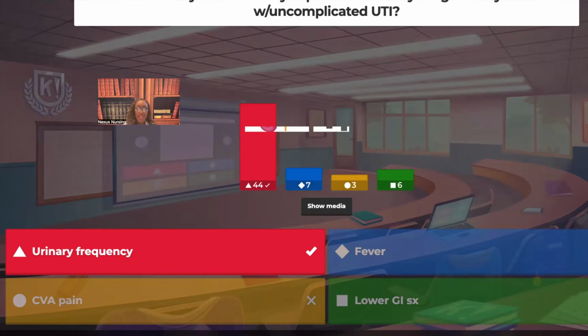Very good. Young, healthy, uncomplicated UTI: urinary frequency, urinary urgency, dysuria. Those are the symptoms you'd expect to see. You would not expect to see generalized symptoms such as fever, costovertebral angle pain, or lower GI symptoms. Those types of symptoms you would see in an upper urinary tract disorder, such as pyelonephritis. Okay? How are you guys doing on the live?